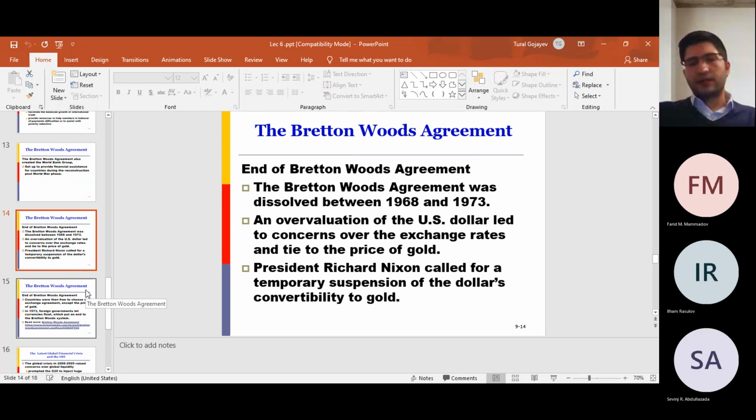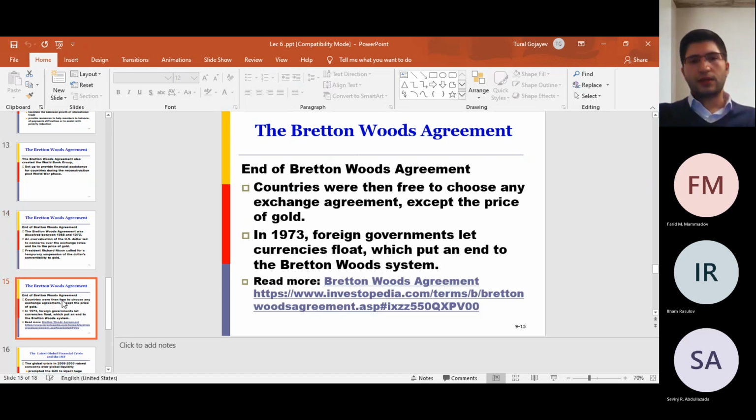So President Richard Nixon made this decision, and after this, it was not temporary. Because after this, until today, none of the countries are using that gold standard again. So that was the end of the Bretton Woods Agreement. Countries were then free to choose any exchange agreement and accept the price of gold, but they do not use the gold standard. After those years, countries were free to choose any exchange agreement.